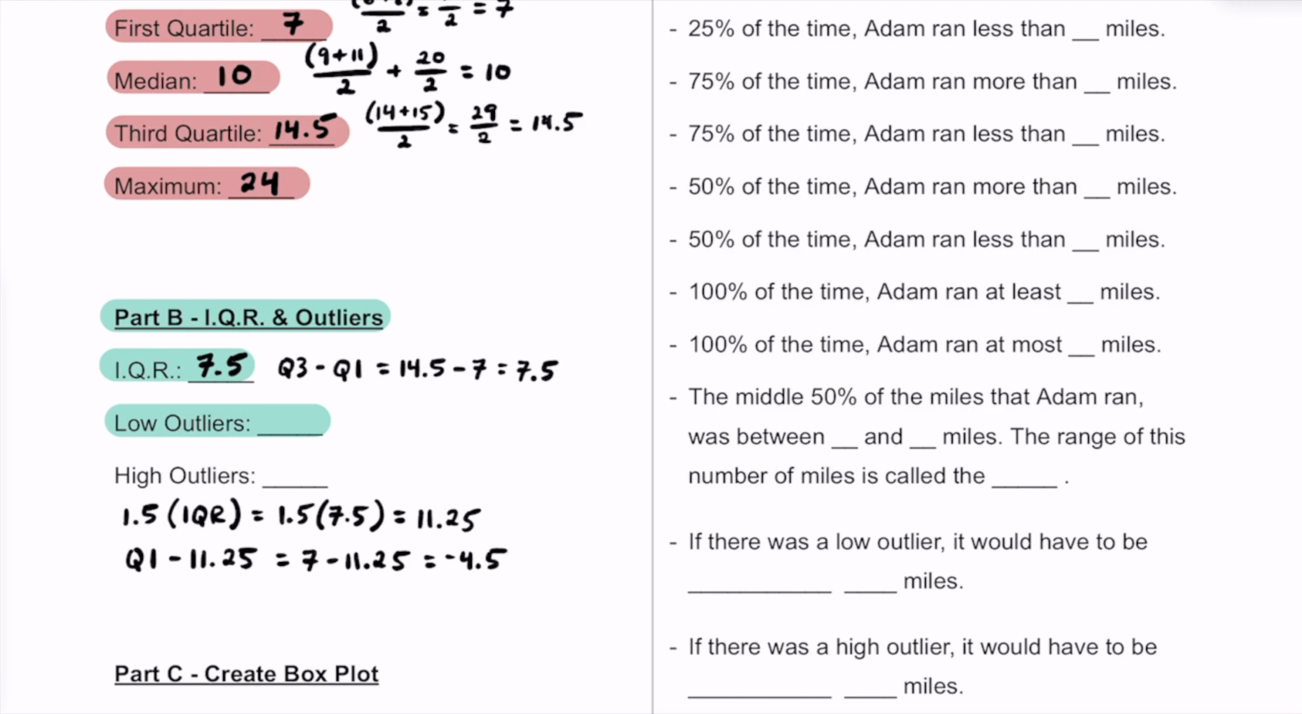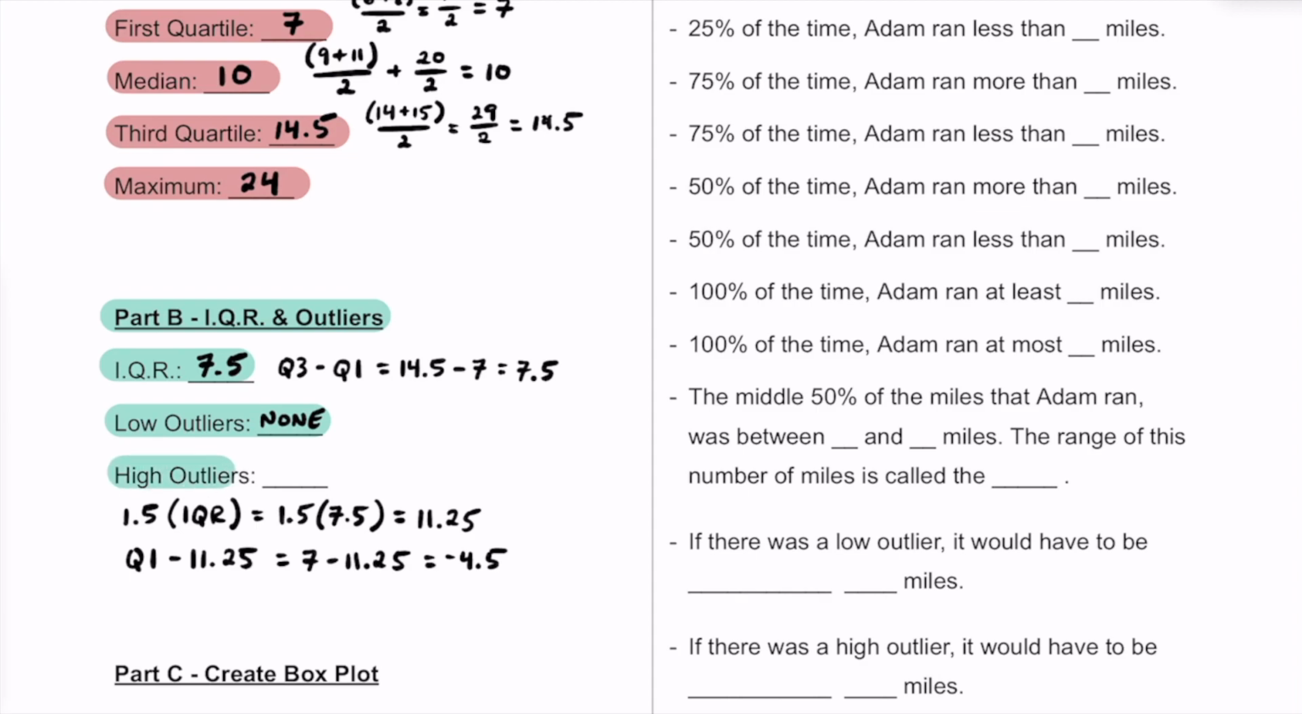So what this actually means is that if Adam ran less than negative 4.5 miles in any given week, then that would be considered an outlier. While it doesn't make sense to have any negative values in this particular case because we're talking about distance and the amount of miles that Adam ran, you can maybe imagine in a different scenario, if we're talking about elevation, or temperature, or money or finances, that you could have negative values. So you could have negative outliers.